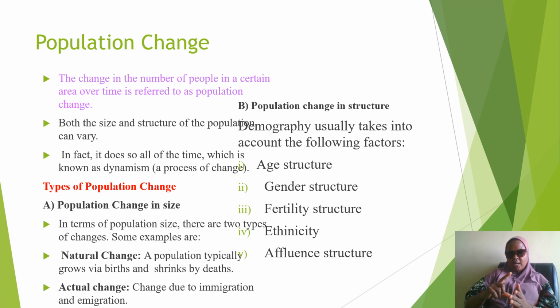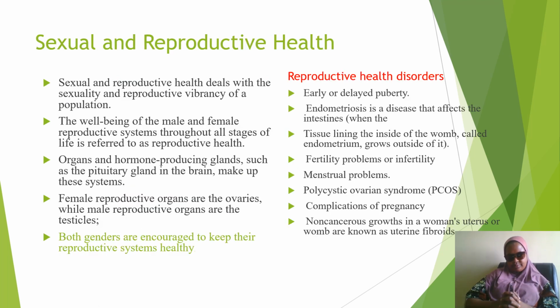We also have affluent structure. The affluent structure has to do with the social class, the wage. Is there a very large distance or disparities in resource distribution, in wealth distribution in the population? The high class, are they very many, or the lower class, or the middle class? And is there any way in which the lower class get benefit from the people of high social class? So all these are the things that demographers study.